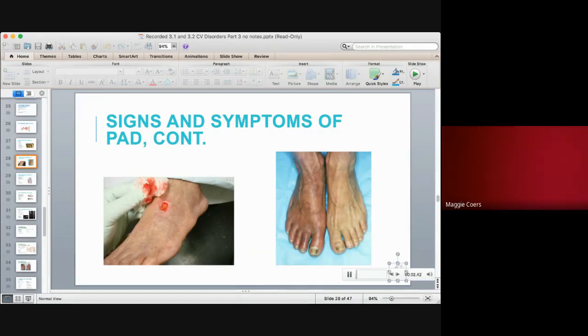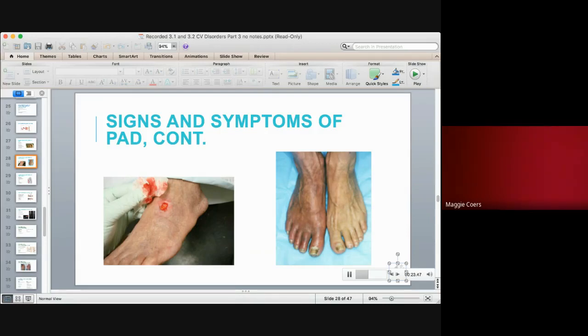All right, so on this slide, the one on the left is an example of an arterial ulcer. See how it's bright, wet red, and well demarcated on the edges. There's really no peri-inflammation or anything. It's almost like a hole punched out of the skin. And again, it's on the top of the foot.